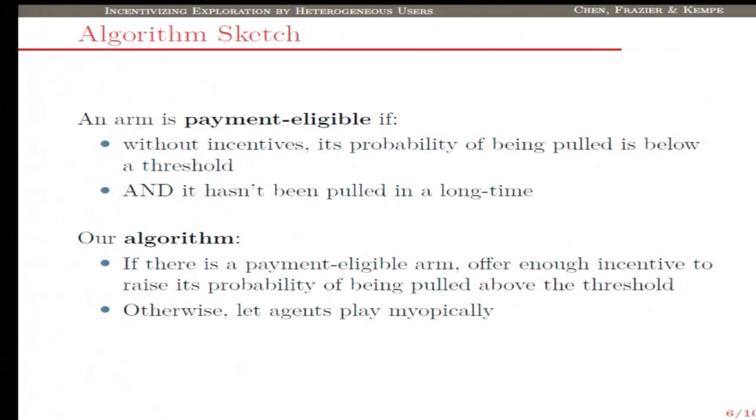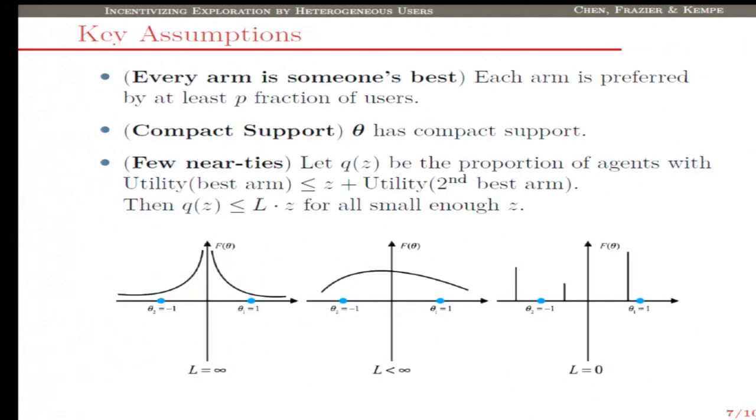And if there are no arms that are payment eligible, we just let the agents play myopically without offering any payment. So this is our algorithm. To analyze our algorithm, we need 3 key assumptions. The first assumption states that every arm is somebody's best arm, like each arm is preferred by at least p fraction of users. So this is the assumption that guarantees that there is enough heterogeneity among different users.